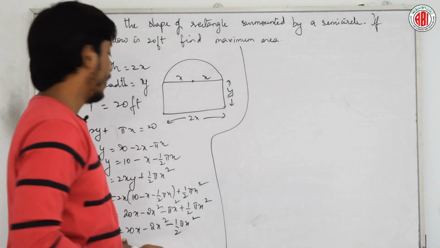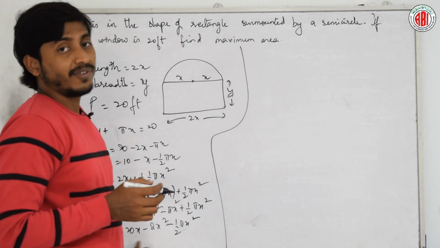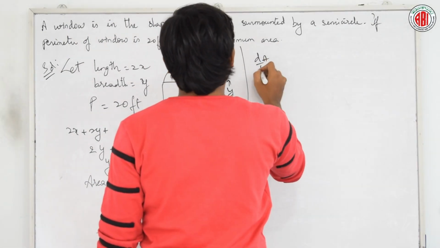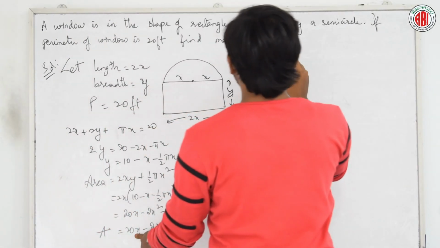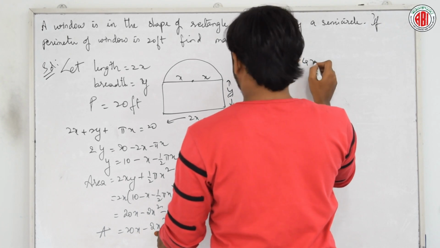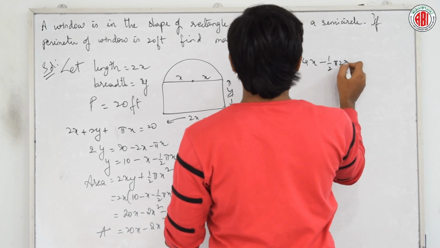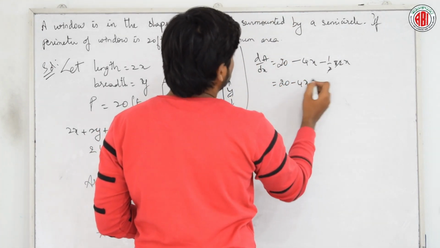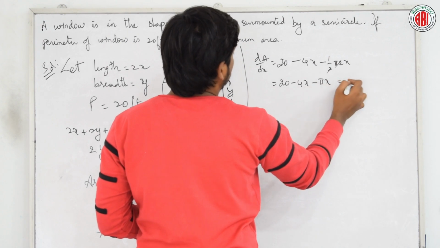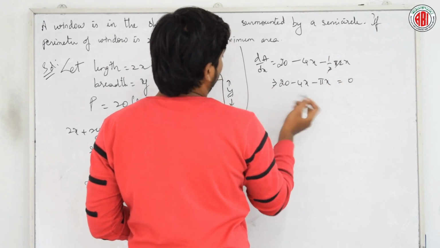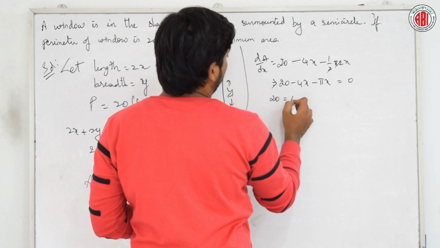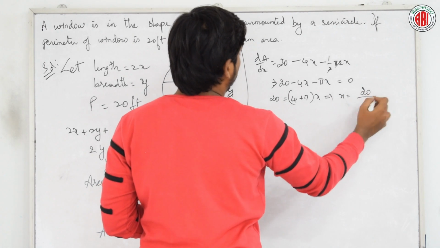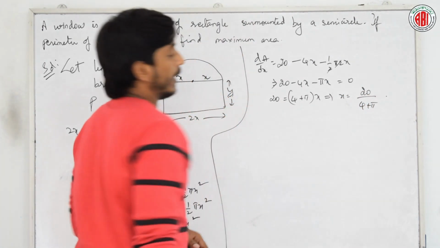Now let us find the minimum or maximum value, that is, we have to differentiate it. What do we get? dA by dx is equal to, differentiation of 20x is 20, 4x minus half pi into 2x, the 2 will get cancelled. I will get 20 minus 4x minus pi x. Let us equate it to 0. What do we get? 20 is equal to (4 plus pi) into x. Then I will get the value of x as 20 by 4 plus pi.